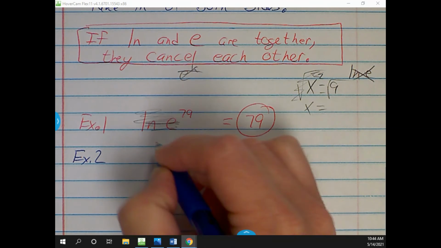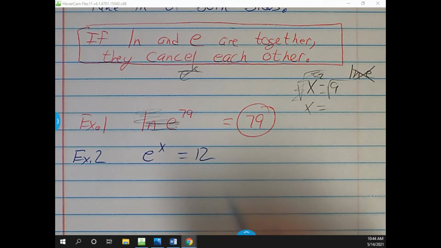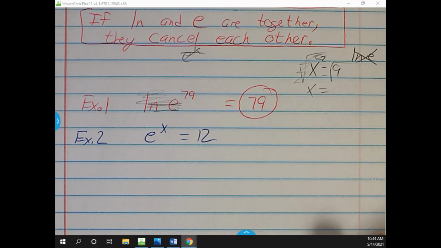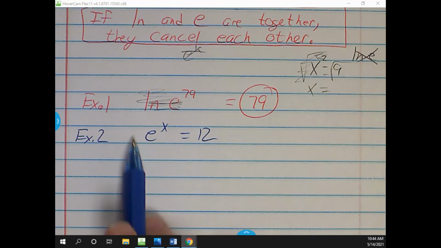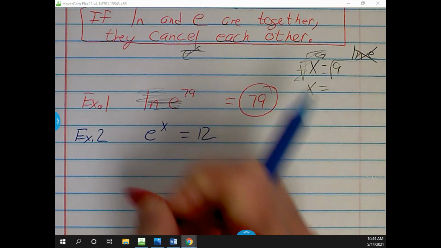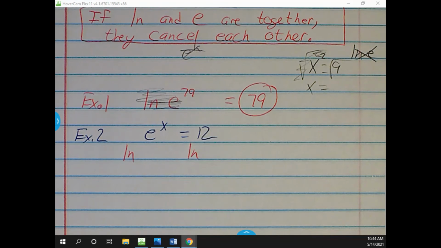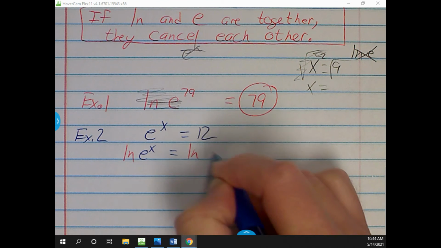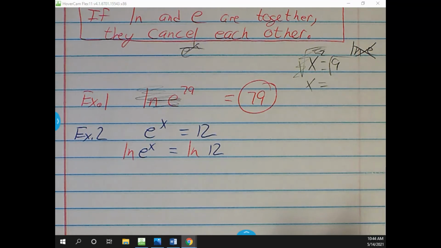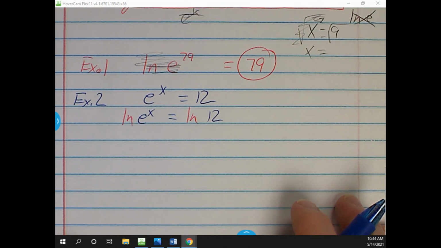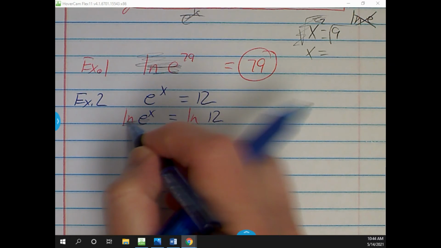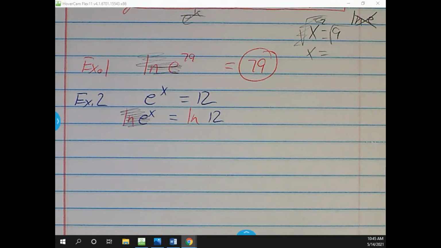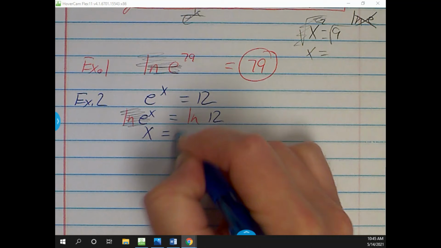So let's say you have something like e to the x equals 12. If we can get an ln and the e together on this one, we'll do this. To do that, we take the ln on this side and the ln on this side. So we've got the ln of e to the x is equal to the ln of 12. Again, on the left-hand side, the ln and the e knock each other out and just leave you with x.